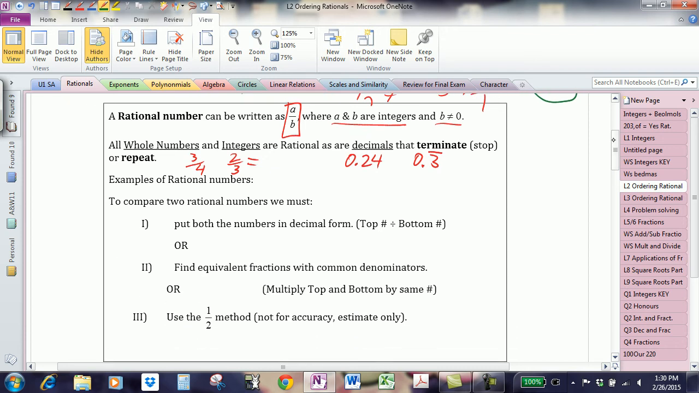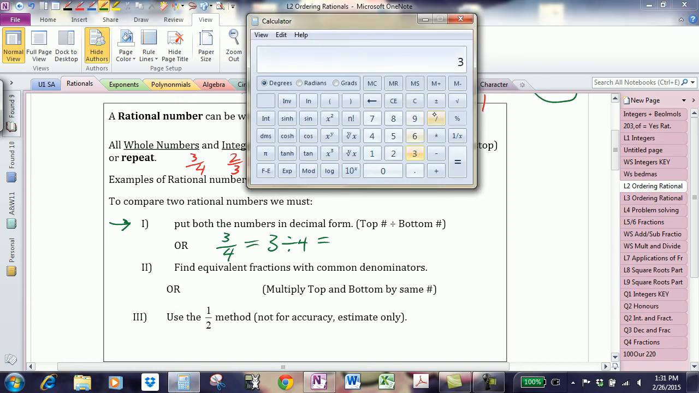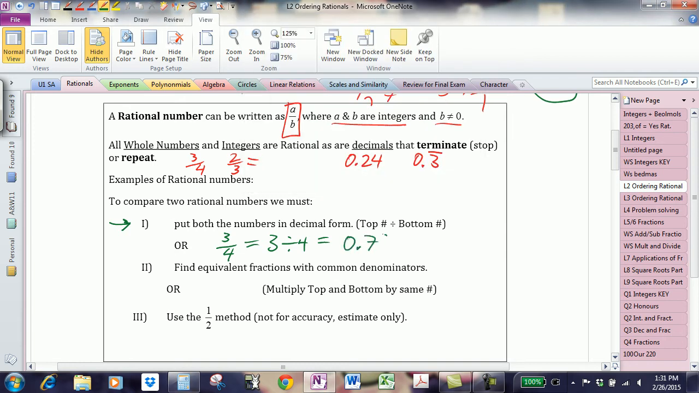Okay. So when we're comparing rational numbers, when we're comparing decimals and fractions and whole numbers, we can do a couple different things. First of all, the easiest way is put them into decimals. So if we have 3 over 4, that equals 3 divided by 4. And what does your calculator say? .75. So the decimal 0.75 can be compared to another decimal. And a lot of you want to do that. I suggest you do that unless I say to find equivalent fractions.